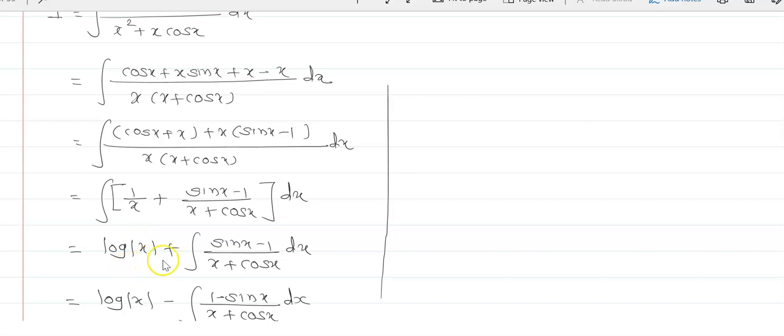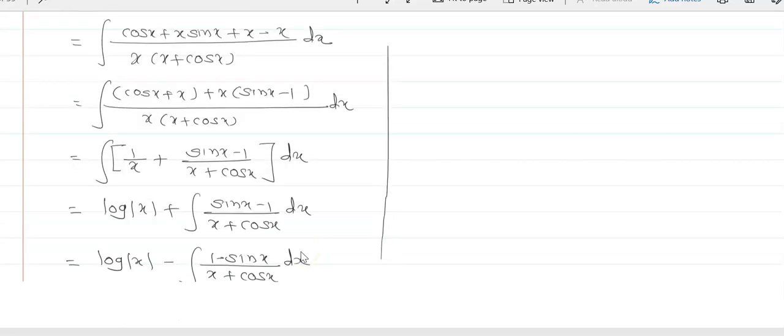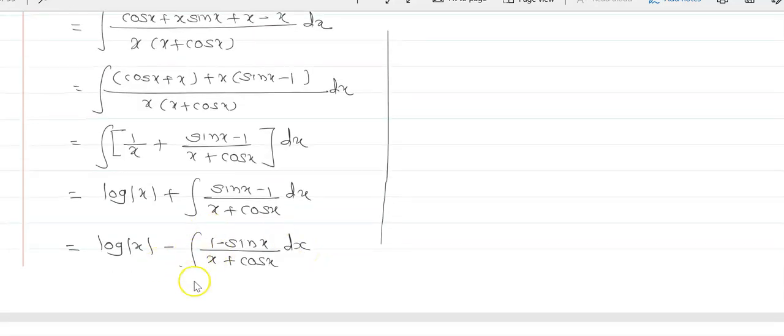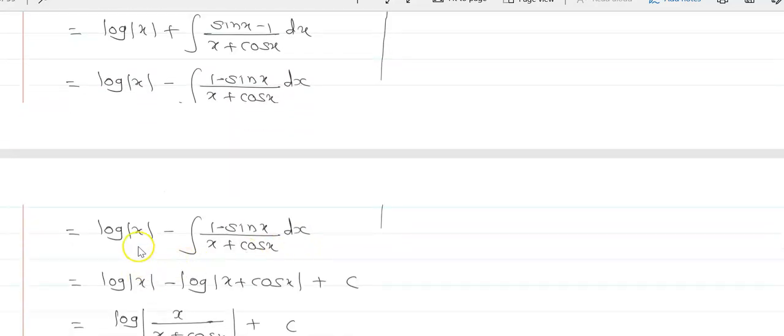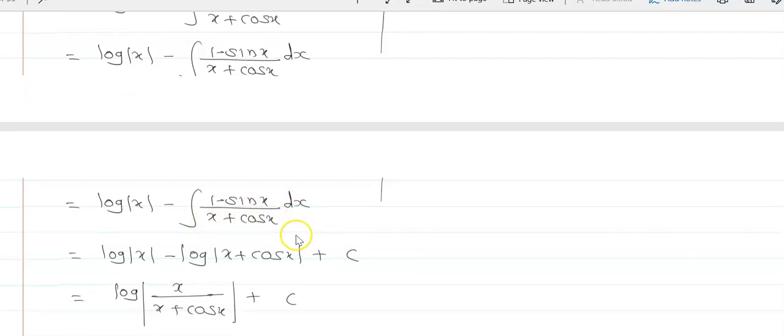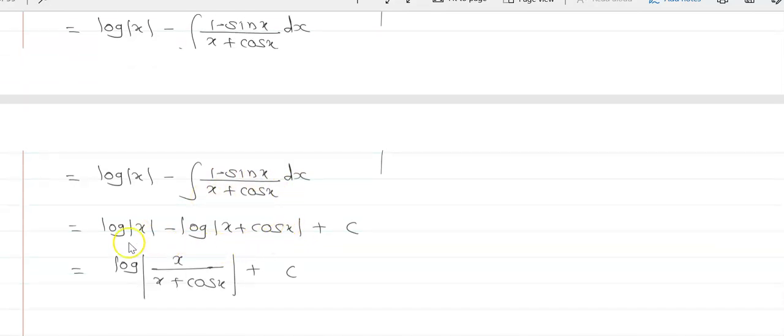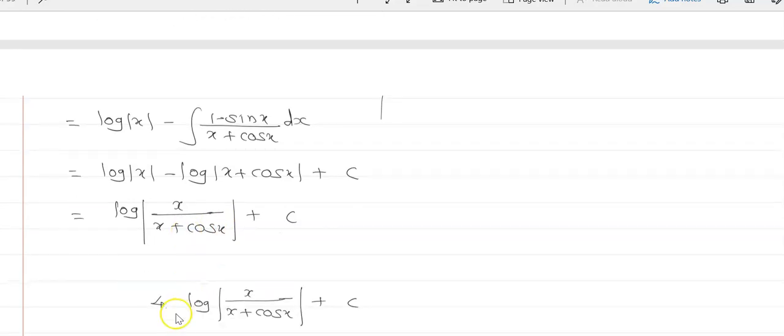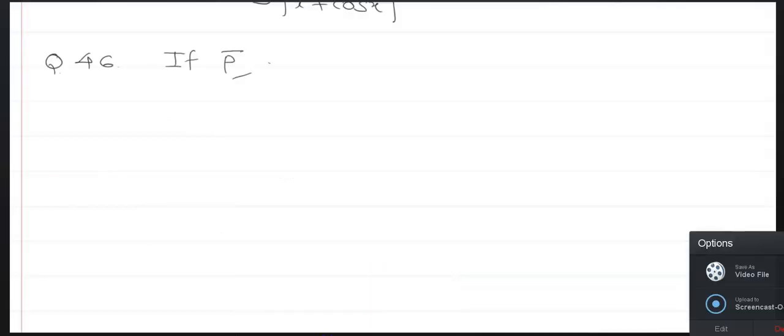Therefore, you will get log of mod of x plus integral sin of x minus 1 upon x plus cos of x dx. Next, take minus sin as common, then you will get integral 1 minus sin x upon x plus cos x dx. Therefore, log of mod of x minus integral 1 minus sin x upon x plus cos x dx. And its integration is log of mod of x minus log of mod of x plus cos of x plus c, and hence this answer. And the fourth option is the correct one, that is log of mod of x upon x plus cos of x plus c.